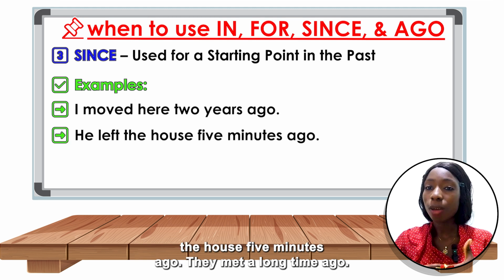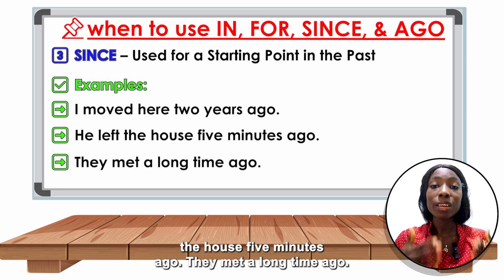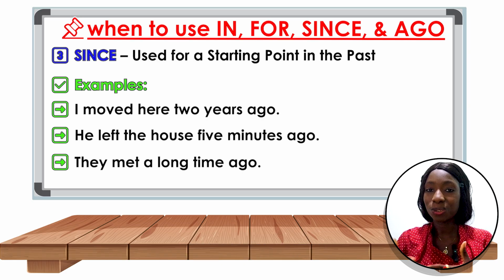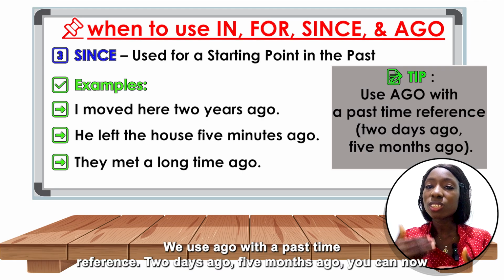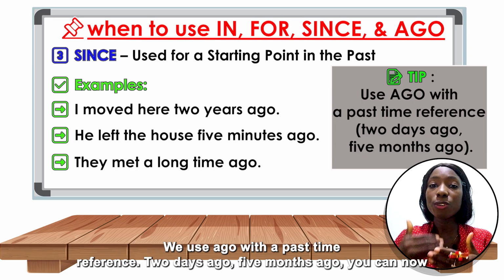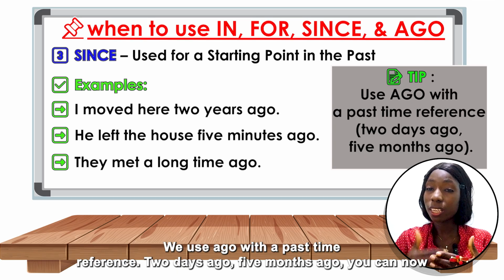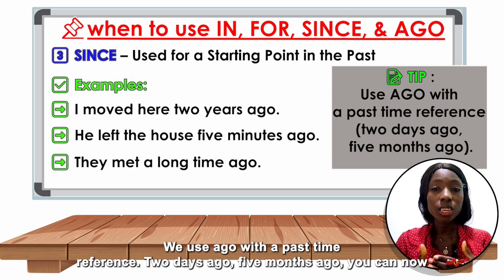He left the house 5 minutes ago. They met a long time ago. We use ago with a past time reference: 2 days ago, 5 months ago.